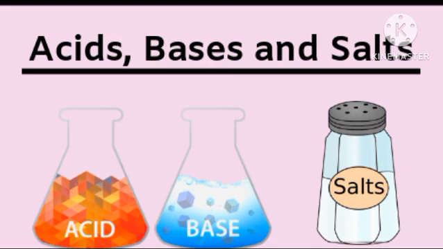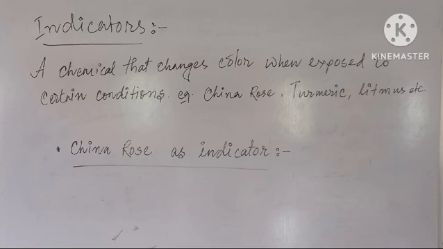Let's start with our first activity of the day. Indicators. A chemical that changes color when exposed to certain conditions. Examples: China rose, turmeric, litmus, etc. In our earlier video logs, we had learnt about turmeric and litmus being indicators. In this video log, we'll use China rose as indicator.